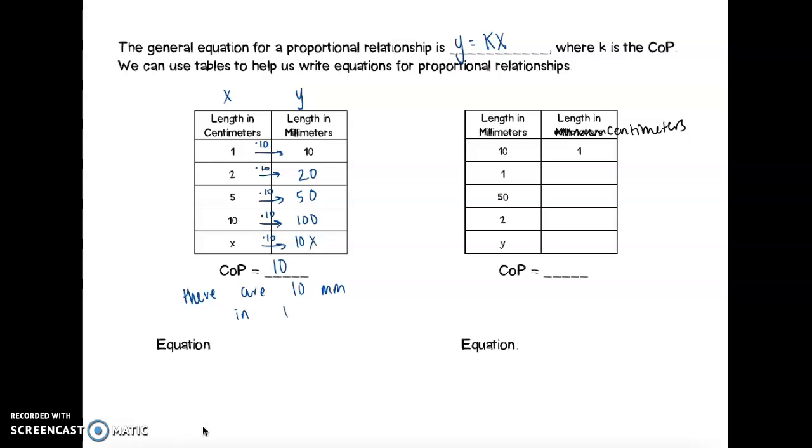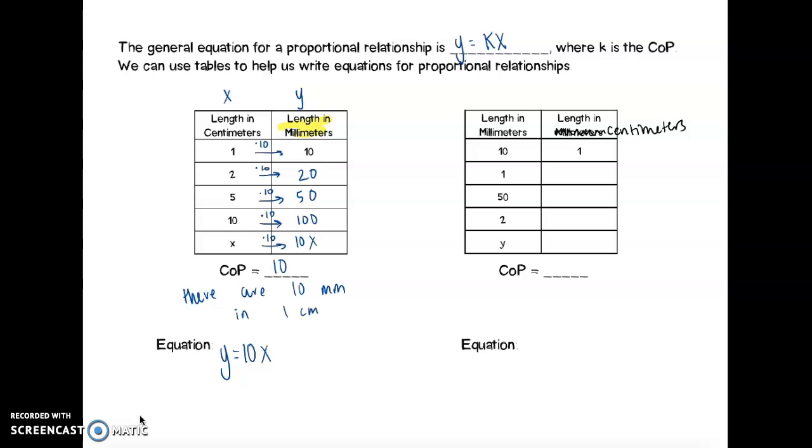So now I have to write my equation, and I want to think about what I was trying to look for in the problem. And in this case, I was trying to calculate the length in millimeters every time. So to get the length in millimeters, to get my y, I was doing 10 times my length in centimeters. And to write out 10 times my length in centimeters, I have 10x. So my equation is y equals 10x.